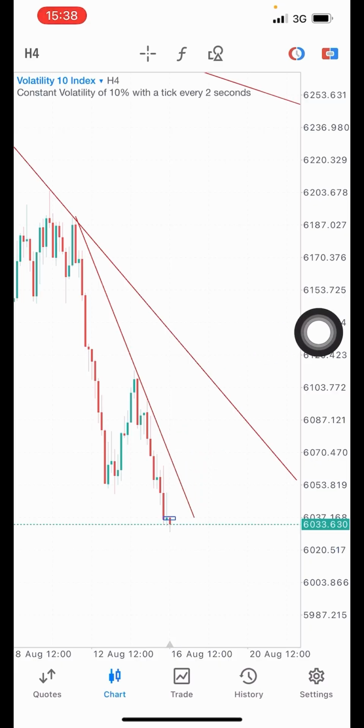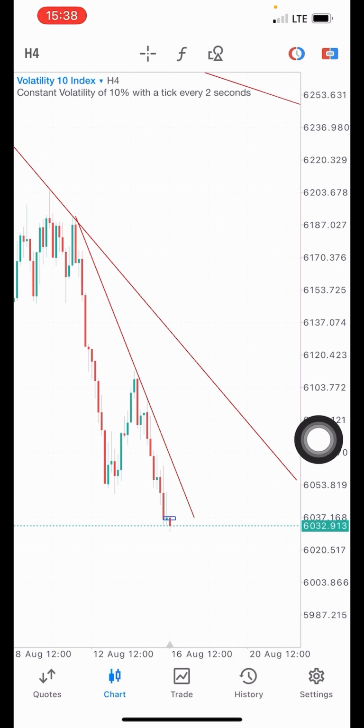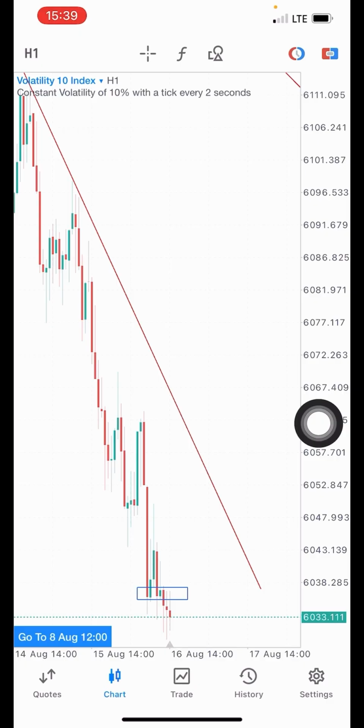All the trades I want to be taking in the market are going to be sell trades, not until one of these trend lines is broken above. That's when I will pause to replan the market again before taking any next action. Now let's head down to the 1 hour time frame.